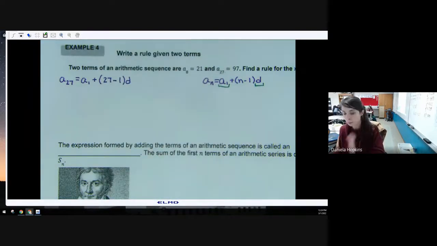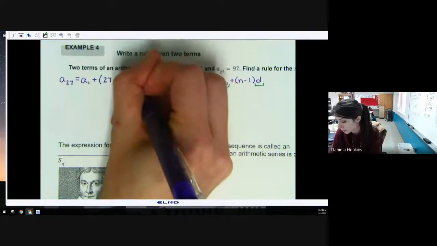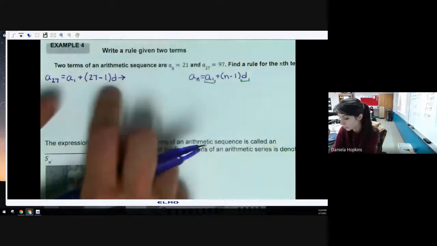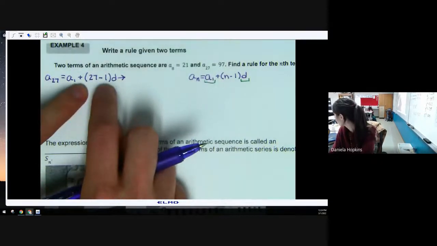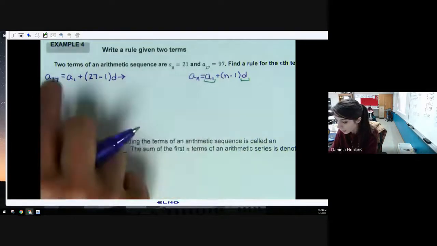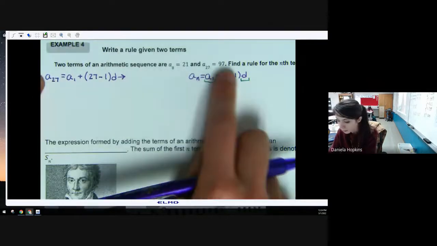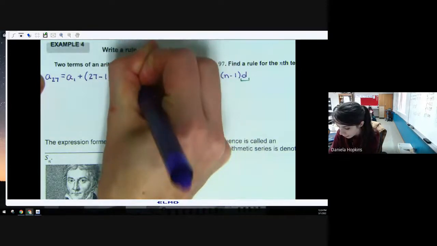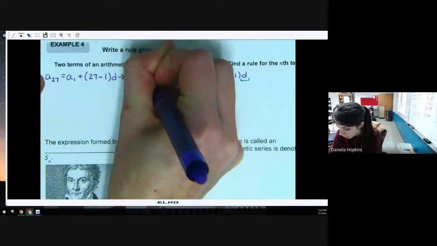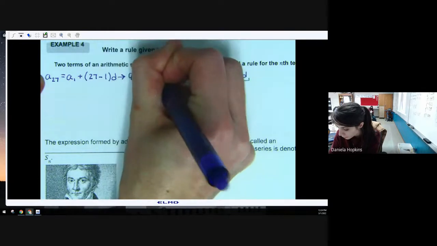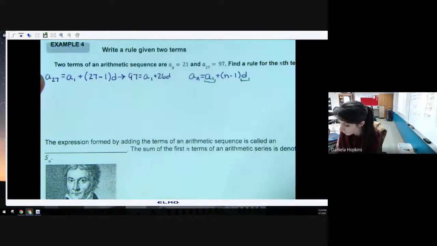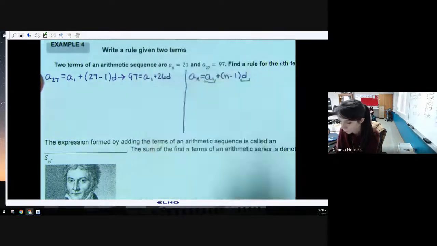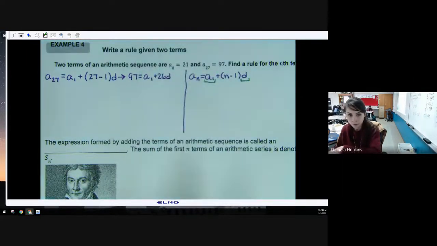Now there's actually even more that I can plug in. So I'm going to take this to the side now. Go ahead and distribute in the d. Right here, this is 27 minus 1 is just 26. So I'm going to plug in for my A27. That's going to be 97. So let's go ahead and plug in 97 equals a sub 1, and then it would be plus 26d. Okay, that's the first part.